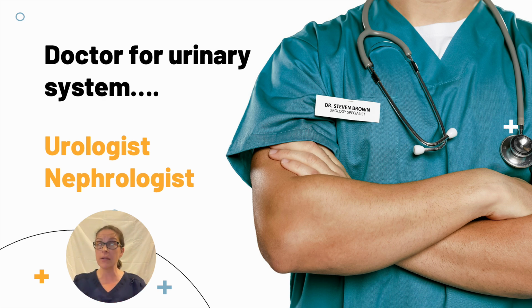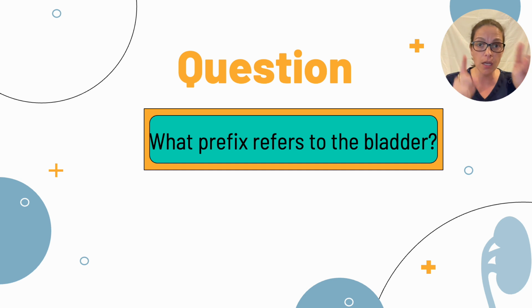Now the urologist, remember, is going to deal with more of the general working of the urinary system. So the urethra, the ureters, the kidneys, a little bit with the nephrons, and the bladder, and it basically works the whole system and makes sure it's functioning. But if you have a problem with the inner workings of your kidney, you would see a nephrologist, because they would be more in tune with the inner workings of your nephron, that functional unit that is going to do all of the job and the working inside the kidney and the sorting. Cool. Question. What prefix refers to the bladder?